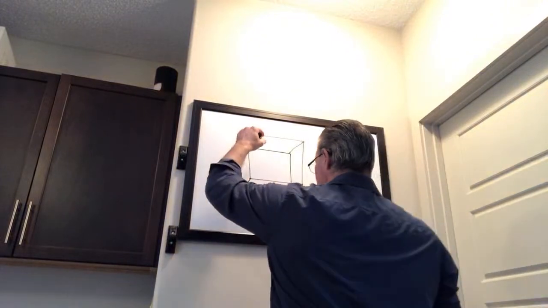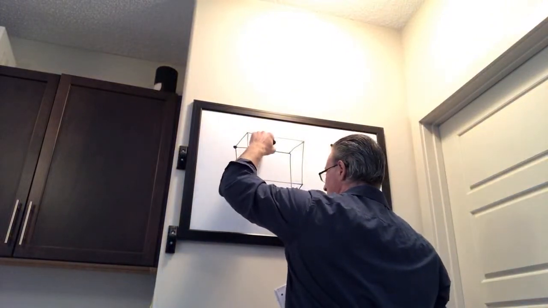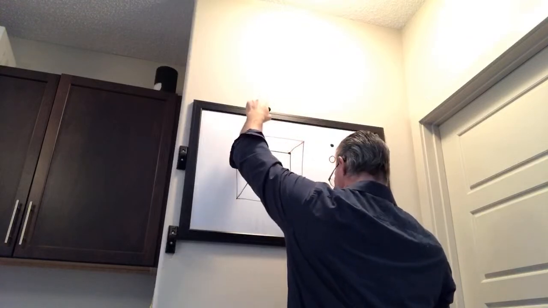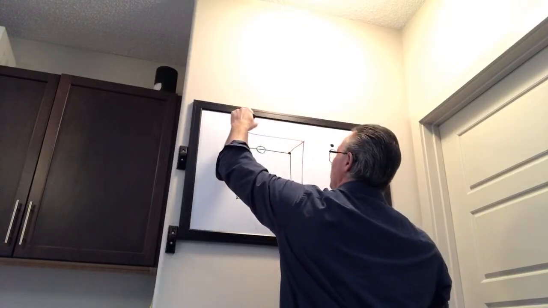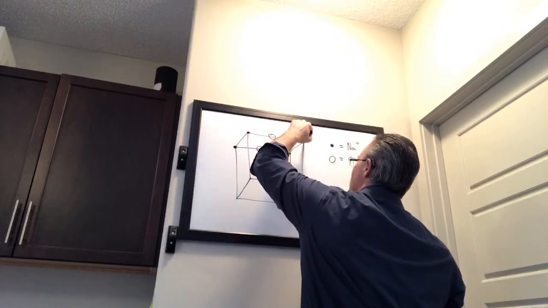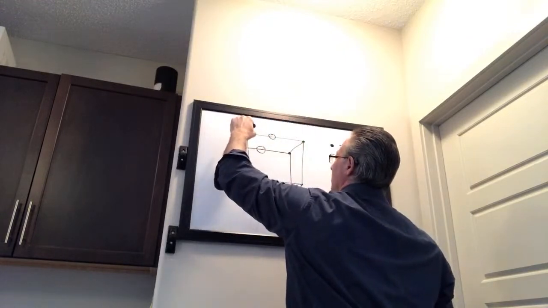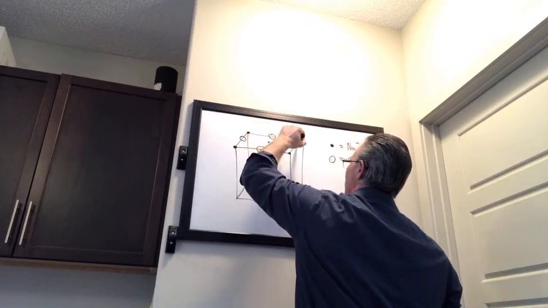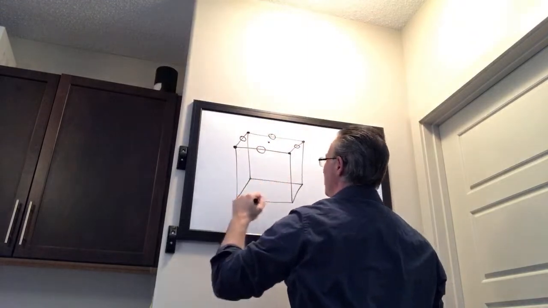So you have the sodium, and then a chloride, and then another sodium. If you go to the other side of the cell, you're also going to have a sodium, a chloride, and then another sodium. If you go to the middle of the unit, you'd have to put a chloride there, a sodium here, and a chloride there. And then you repeat the same pattern.